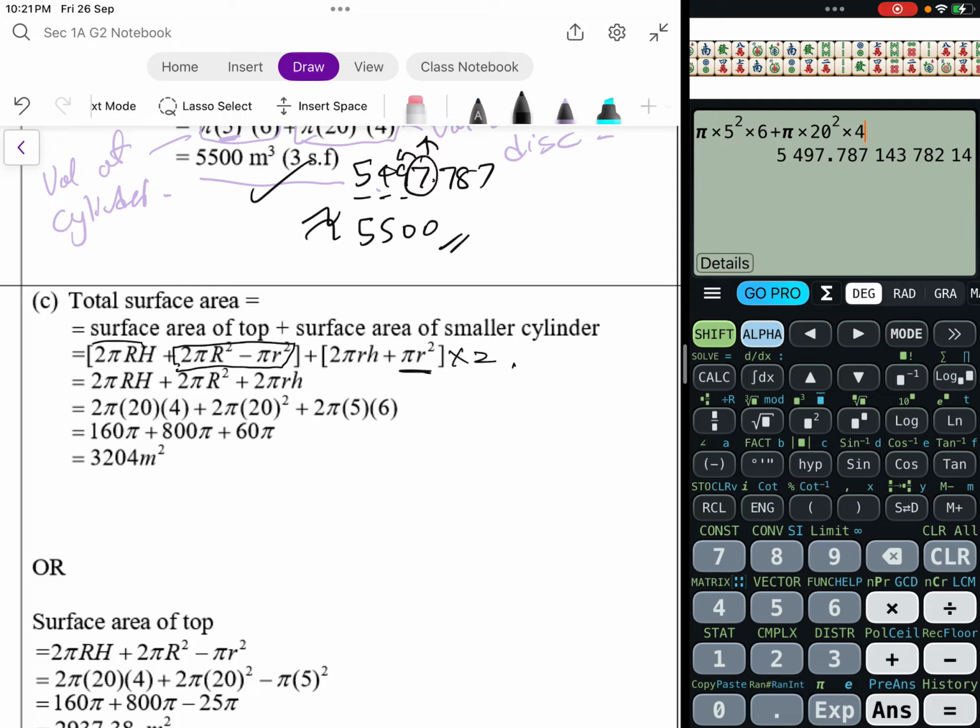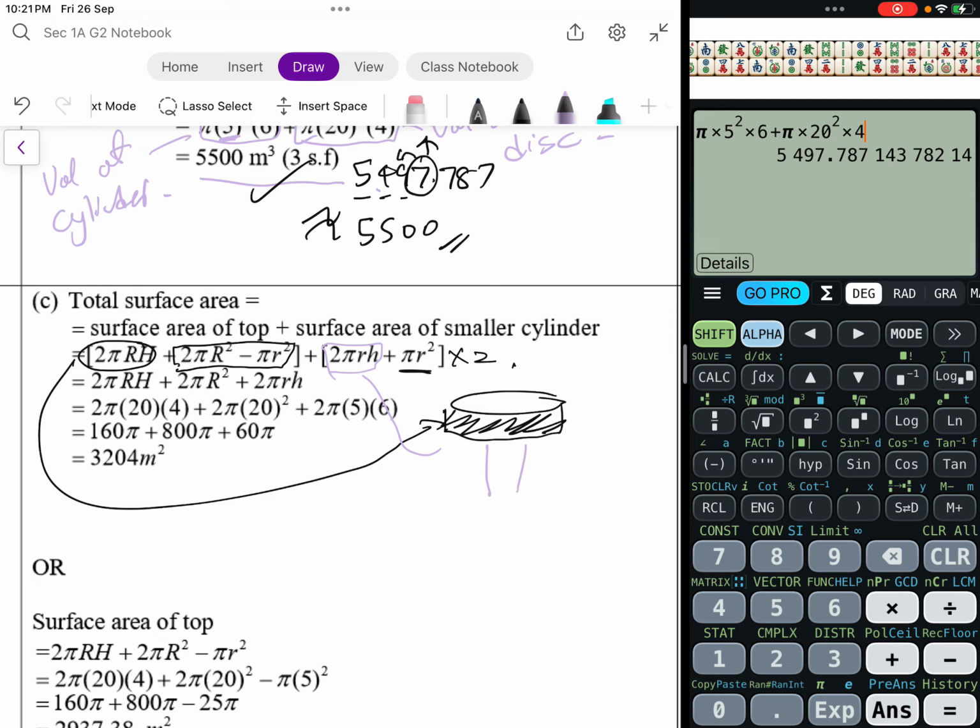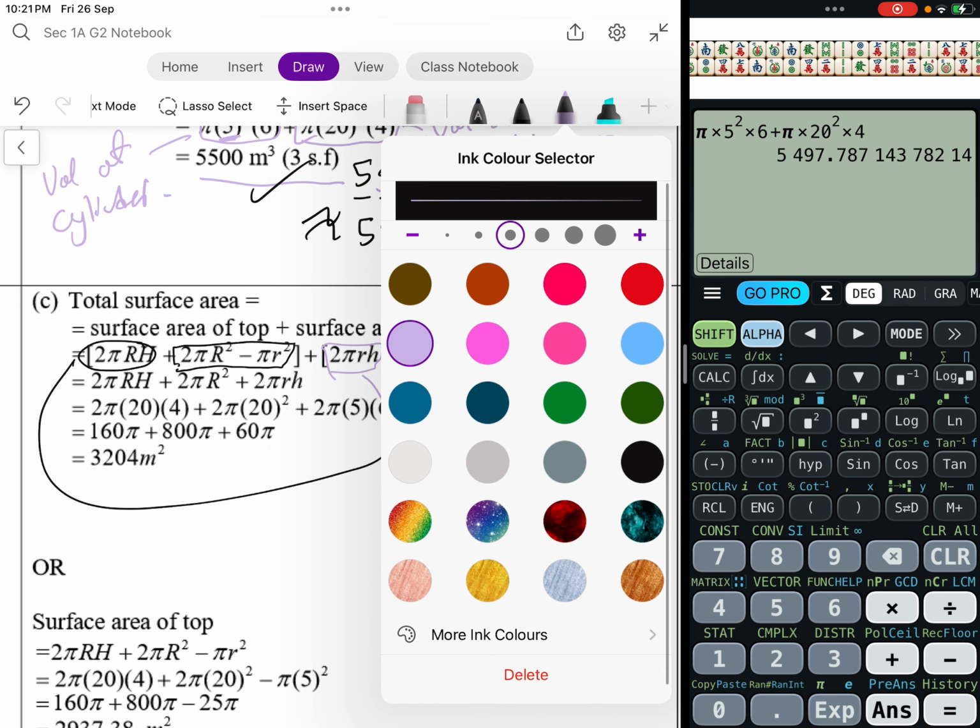Okay, so 2 pi r is the sides, right? So you have this one, you have this one, this one. So this 2 pi r is this area. Okay, this one is this area. And this one is the smaller one. Okay, so you just need to find 3 things.